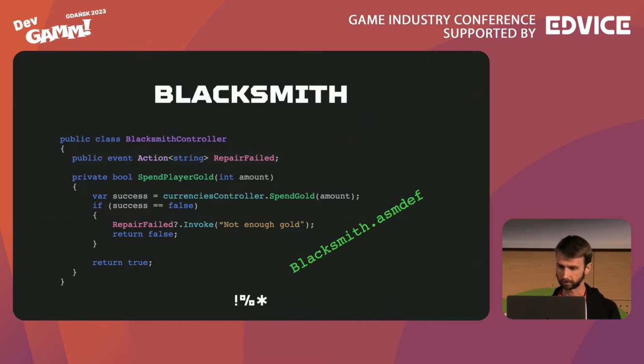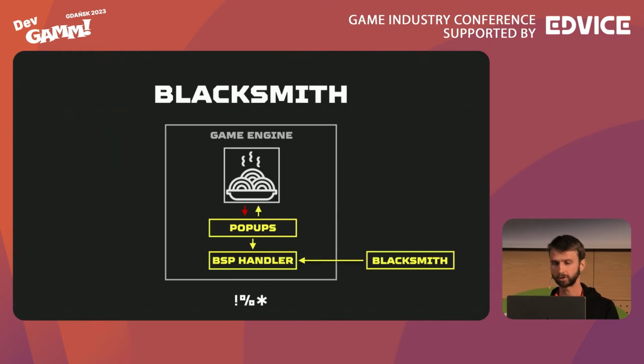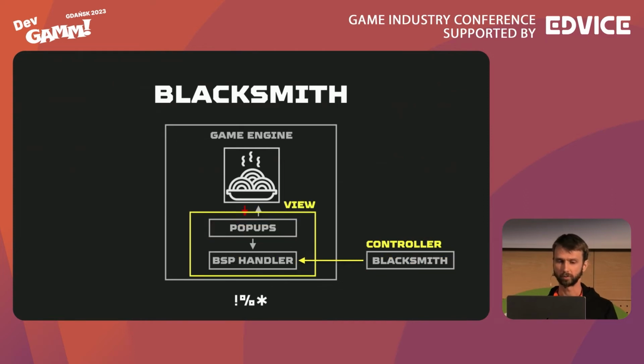So in this case, on the game engine side, we have to introduce something like a blacksmith pop-ups handler, which is pretty simple. It just needs to listen for this repair failed event. And when it gets it, it just does what the blacksmith method did before, right? It just shows this pop-up. But with such an approach, we have a healthier relationship between those classes, because our controller now is the main part and the view just depends on it. It's the proper way of those dependencies.